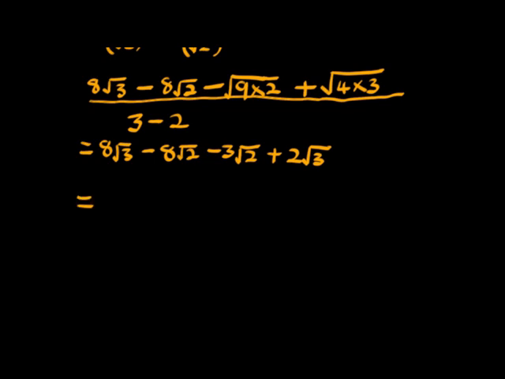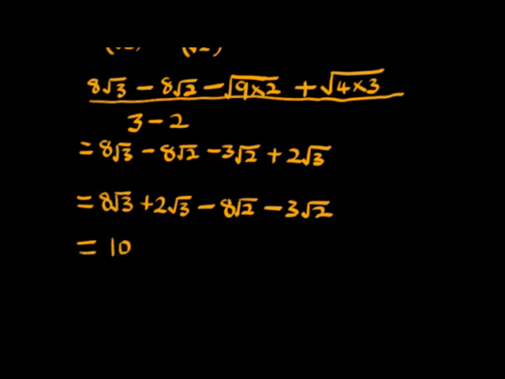This gives us 8 root 3. Now we are attempting to collect like terms, right? So we are going to put all the numbers having root 3 together and all the numbers having root 2 together. So 8 root 3, plus 2 root 3, minus 8 root 2, minus 3 root 2. So 8 root 3 plus 2 root 3, right? That will give us 10 root 3.